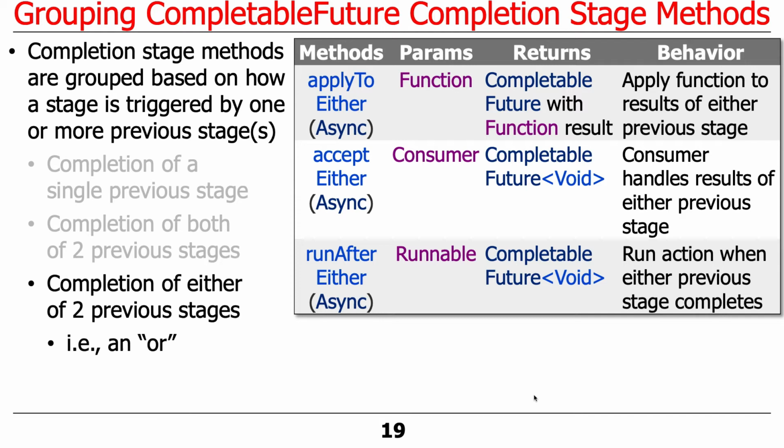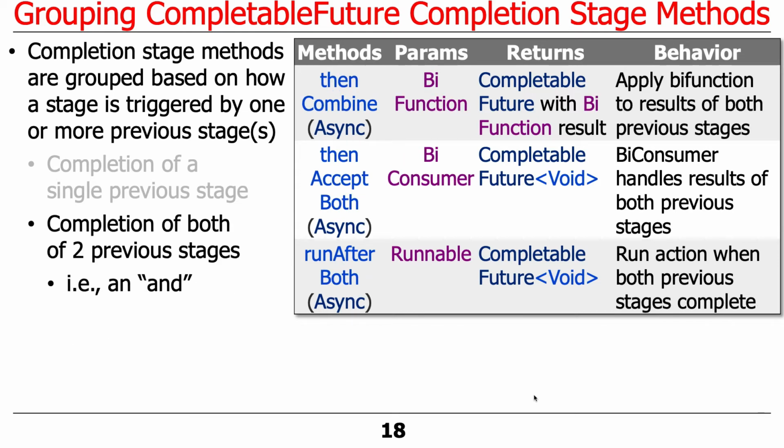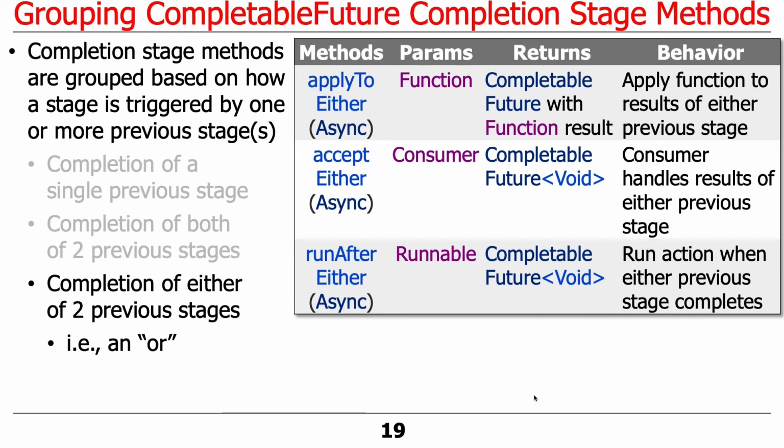And the third and final type of completion stage method, of which there are again multiple variants, will complete when either of two previous stages complete. So the previous one completed when both of two previous stages completed, whereas this one will run when either of two previous stages complete. Yes?